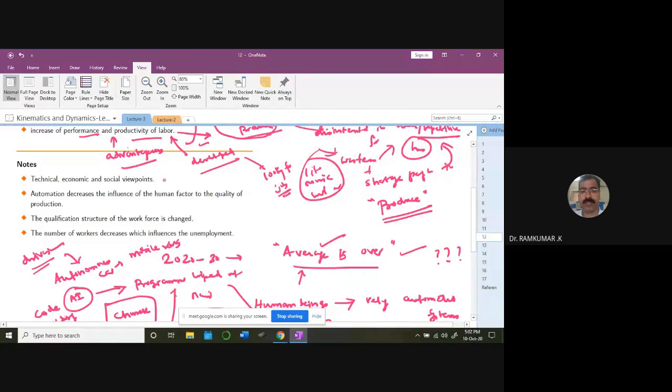So, technical, economic, and social viewpoints. That was one social viewpoint I said right now. Automation decreases the influence of the human factor on the quality of production.